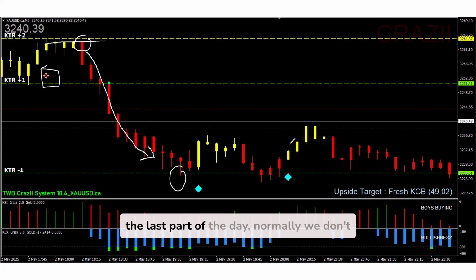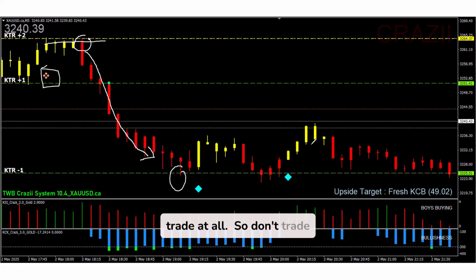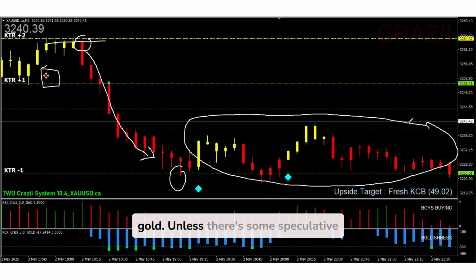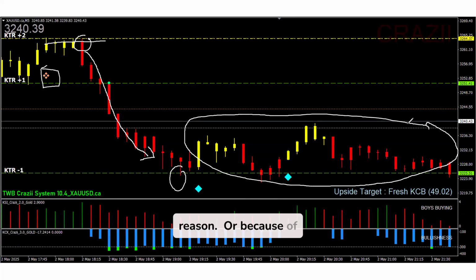Of course, in the last part of the day, normally we don't trade at all. So don't trade the last 1 hour or so because you'll be sideways for gold, right? Unless it's some speculative reason or because of some wars ongoing and stuff like that.